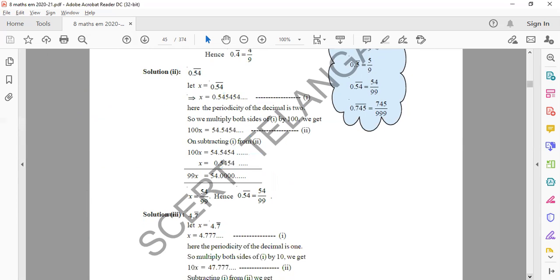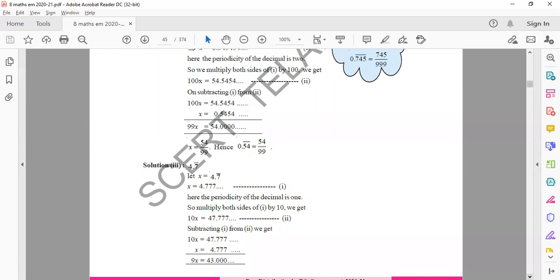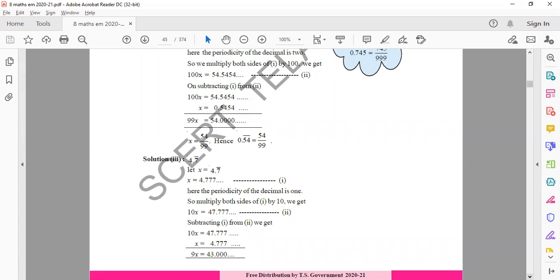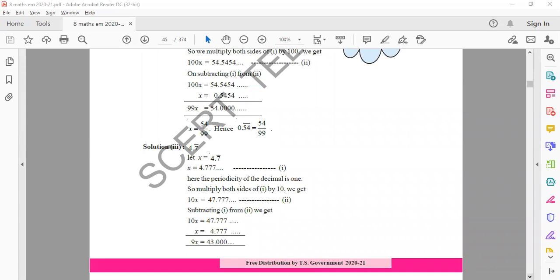Now I'll go to the third question. 4.7 you can do like the first question. Nothing wrong in that. It's very simple. I think you might have some confusion for this, so I'll try to reduce the confusion. Sometimes this question is tricky. Simple: x is equal to 4.7 bar.